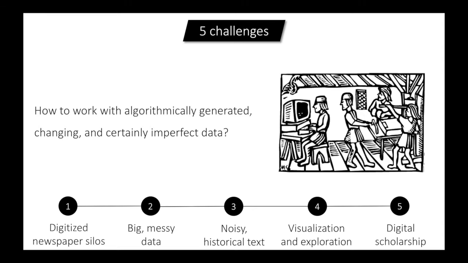Finally, as a last challenge, new ways to engage with contents also mean new ways of using it. And the main question here is how historians could work with algorithmically generated, changing, and certainly imperfect data. Our answer to this challenge corresponds to two guiding principles that we apply when developing the impresso search and exploration web application, that is to say, transparency and generosity.